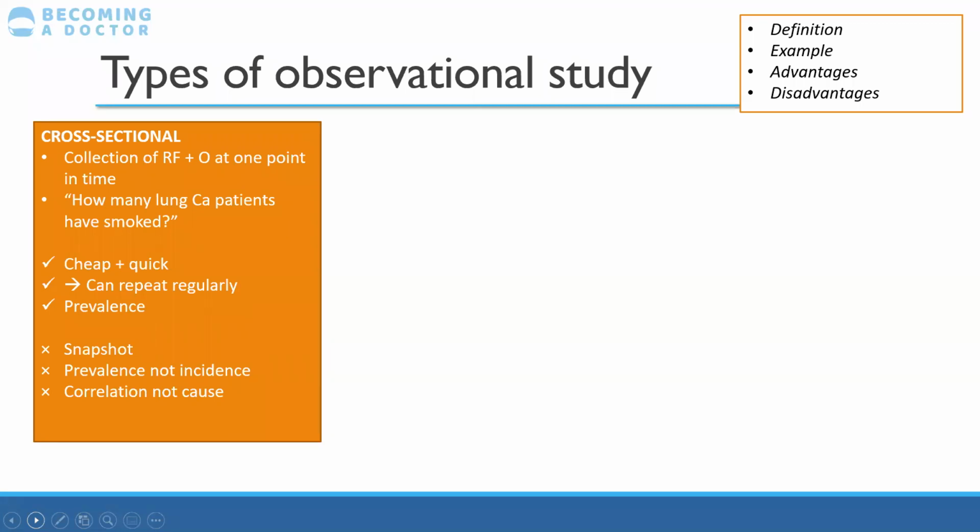However, it is a very brief snapshot in time and doesn't tell us how things change over time and doesn't provide a follow-up period. And any relationship that we see between risk factor and outcome, we can only really say it's a correlation. We can't really say that it's a cause.